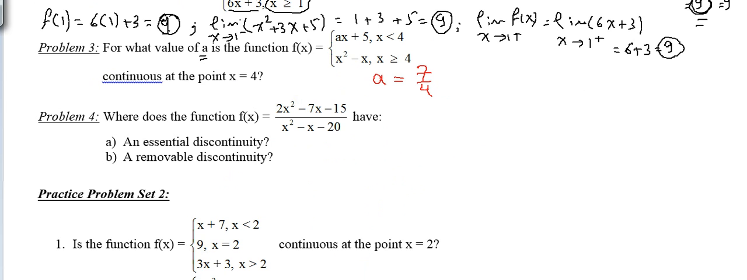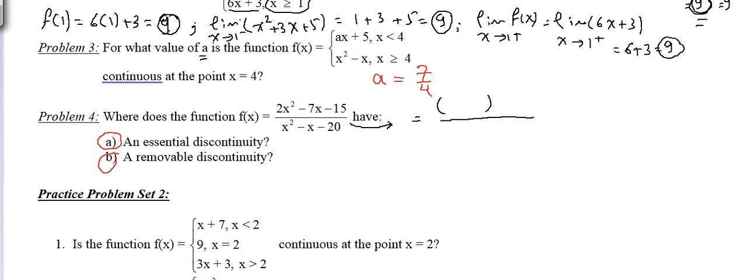Problem 4. Where does the function f of x have an essential discontinuity, and where does it have a removable discontinuity? First, we have to check where the function has an essential discontinuity and where it has a removable discontinuity. Okay, let's see. It's easy. Let's factorize this and we can find it really fast.